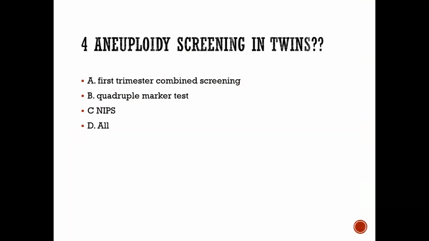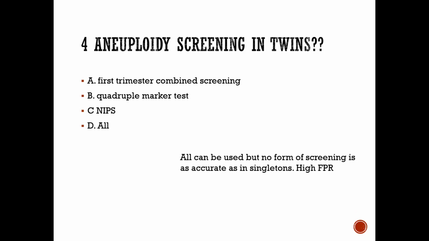Now, which aneuploidy screening is good in case of twins? First trimester combined screening, quadruple marker test, NIPT, or all? All of these aneuploidy screenings can be used in case of twins, but we have to counsel the patient that no form of screening is as accurate as in the case of a singleton. There is a comparatively high false positive rate in twins when compared to a singleton pregnancy.